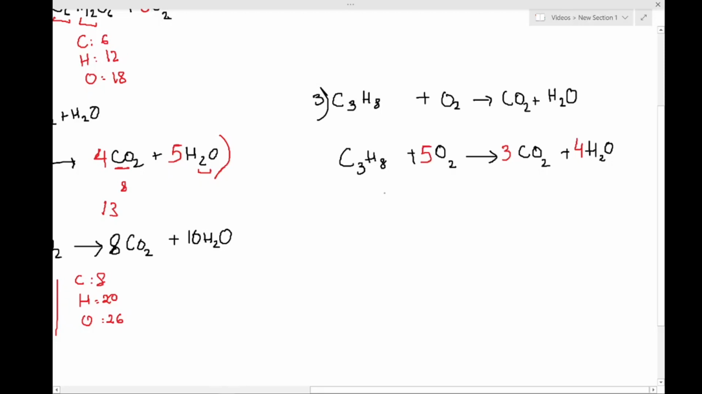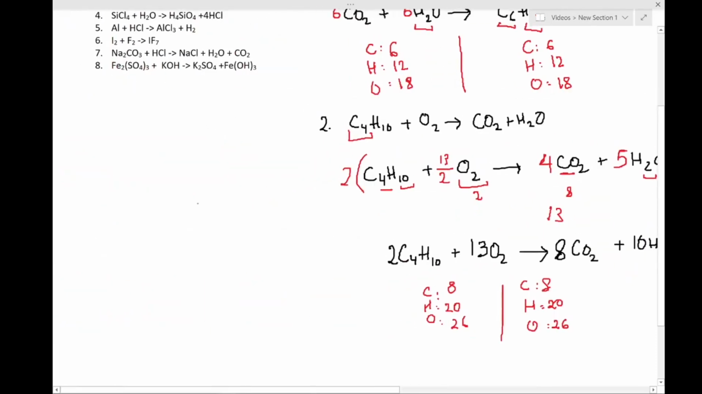And then just do a quick check. So on the left-hand side, I have 3 carbons, 8 hydrogens, and 10 oxygens. And then similarly, on the right-hand side, I have 3 carbons, 10 oxygens, and 8 hydrogens, so that balances our equation.